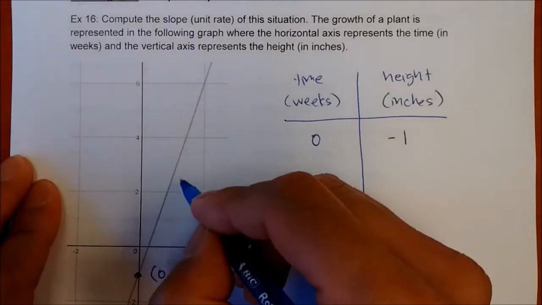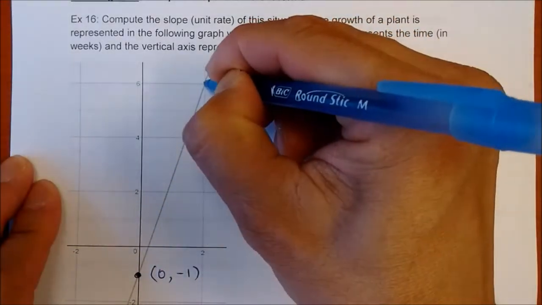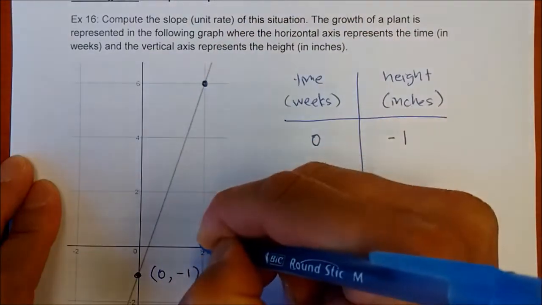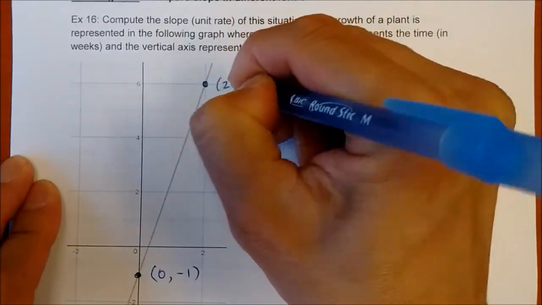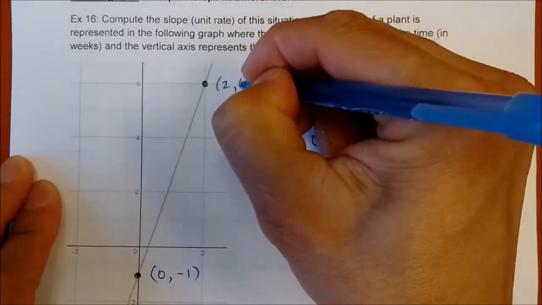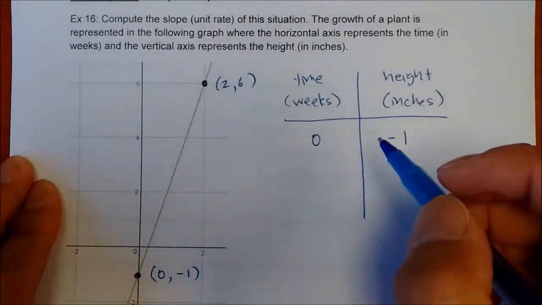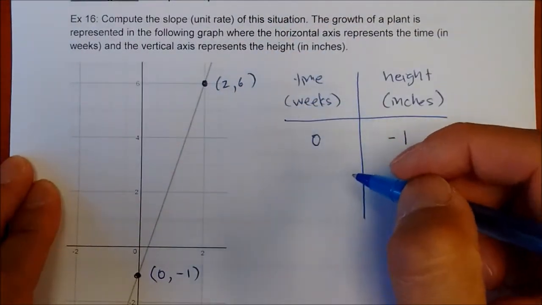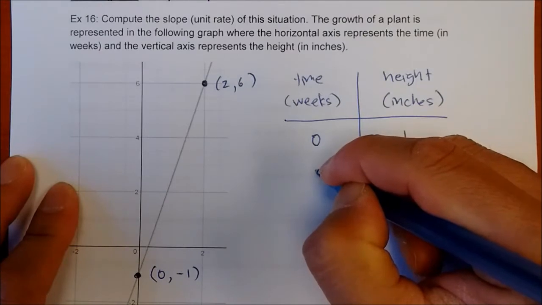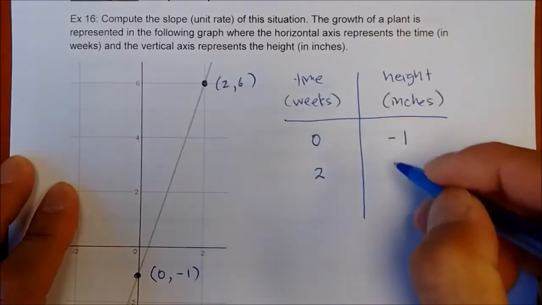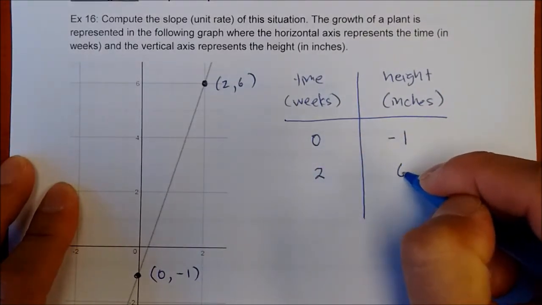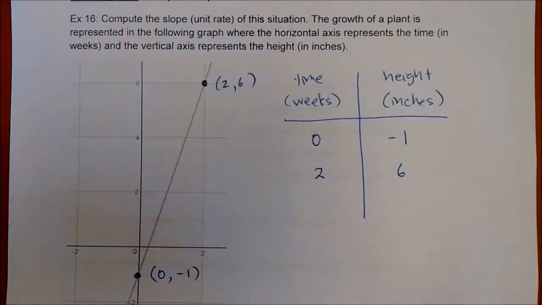Looking along the graph here, I think we can identify another point where the x value is 2 and the y value is 6, or the output value is 6. So we have a time of 2 weeks and a height of 6 inches. So go ahead and pause the video and compute the slope or unit rate, and we'll come back and compare my answers with yours in a couple minutes.